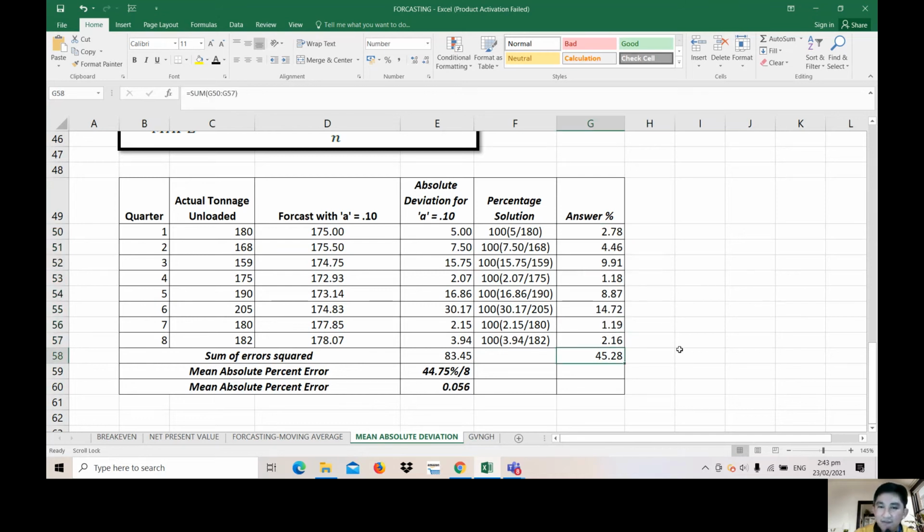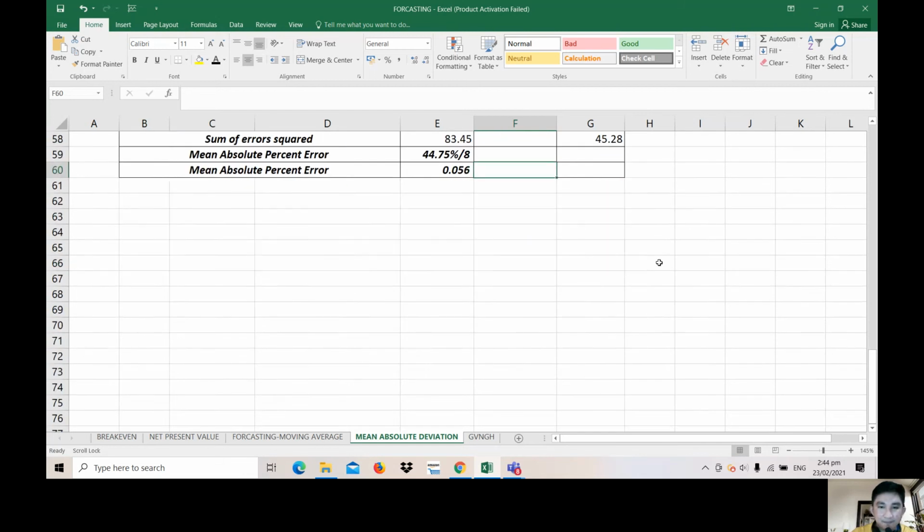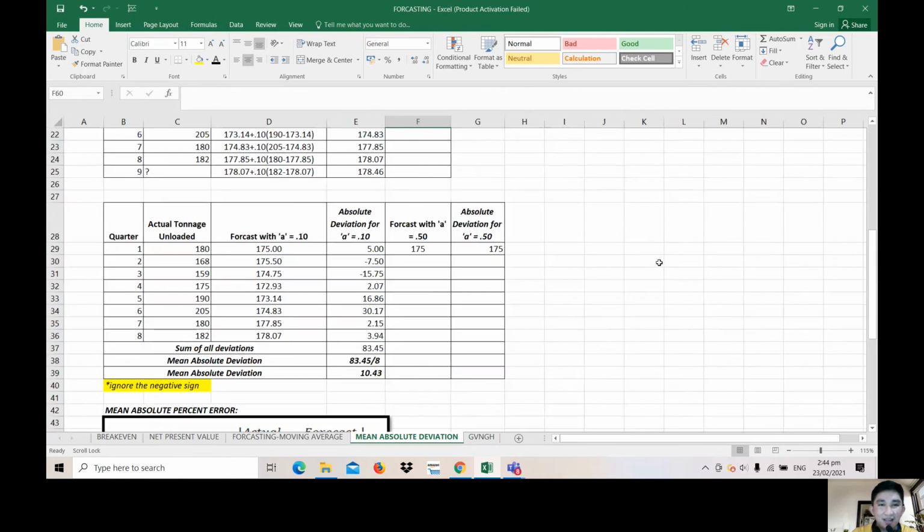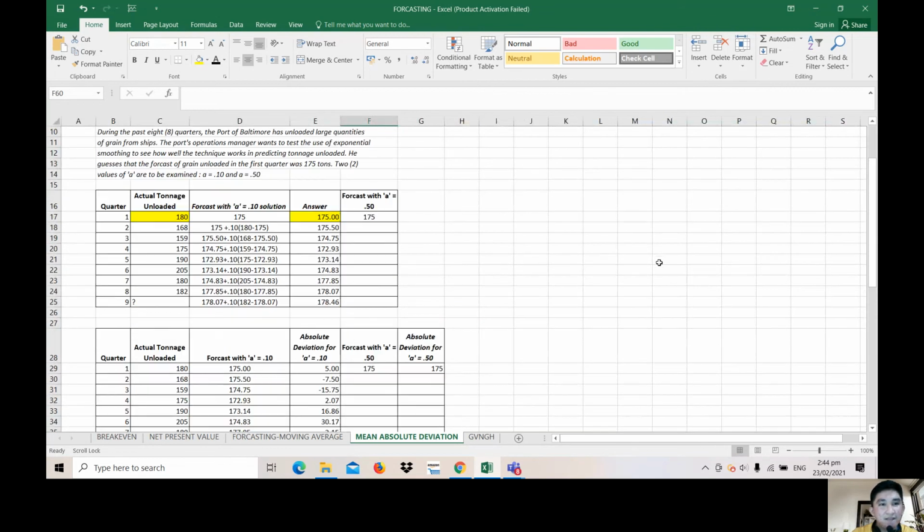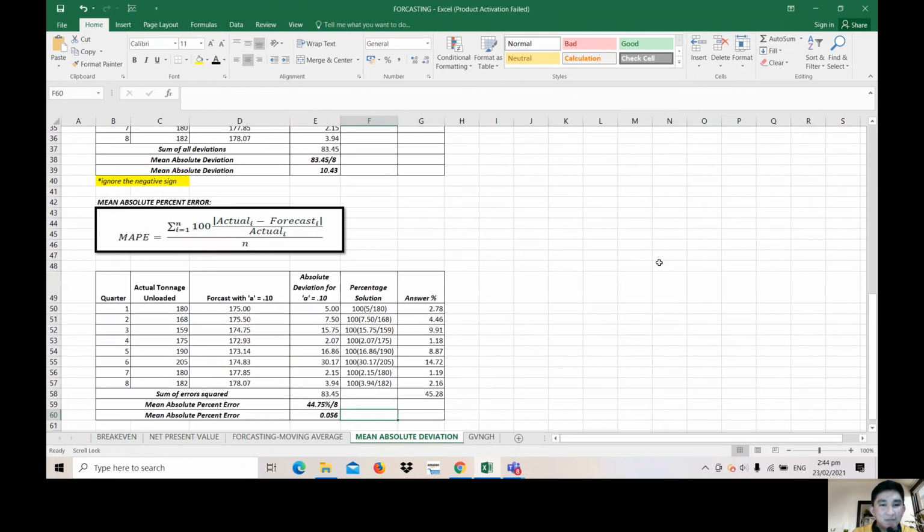Okay, so you could have 45.28%. I-divide mo na naman yan by the number of periods. Ilan ba yung periods? Quarter. 8 quarters, sir. So divided by 8, therefore, our mean absolute percent error is 5.6%. Okay? So 5.6%, decimal point ko lang yan, but magmo-move lang tayo ng 2 decimal places. Okay? So that's 5.6%. So that's how you solve mean absolute deviation and mean absolute percent error.